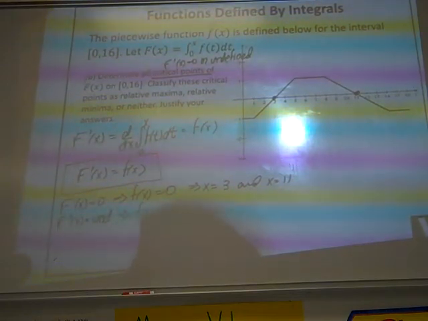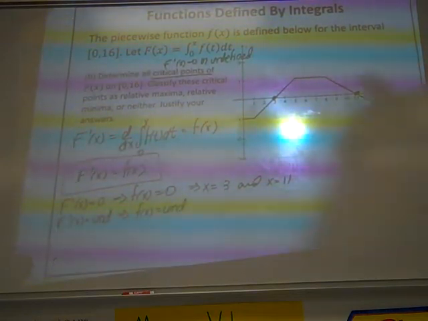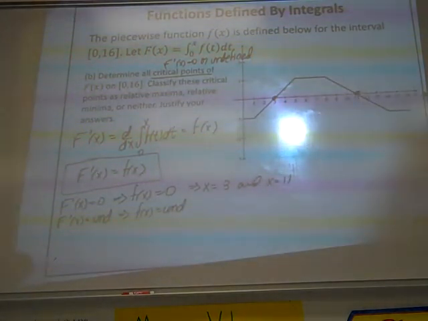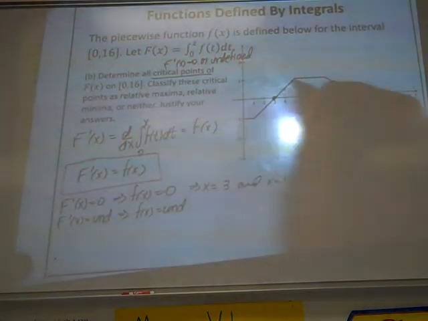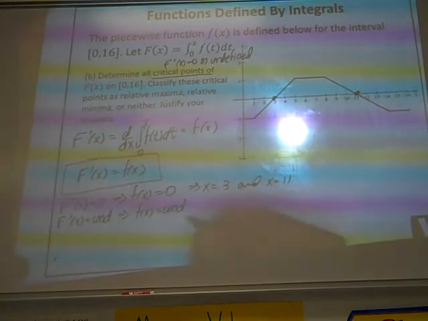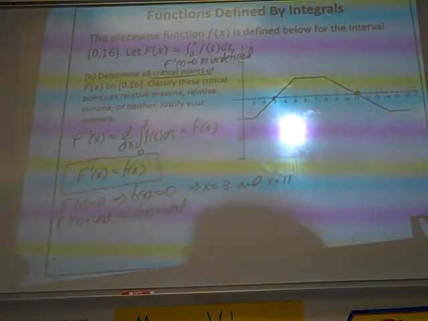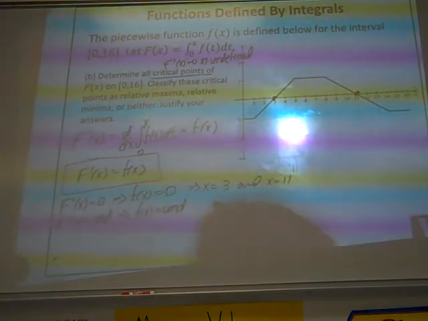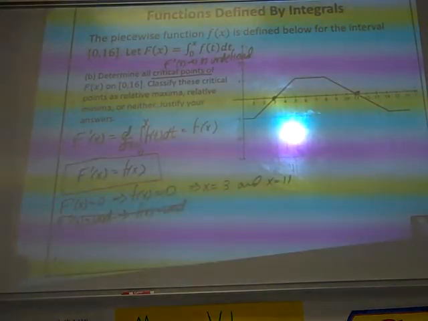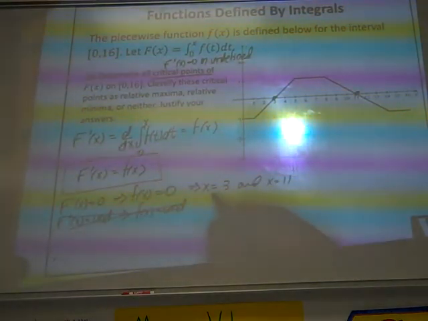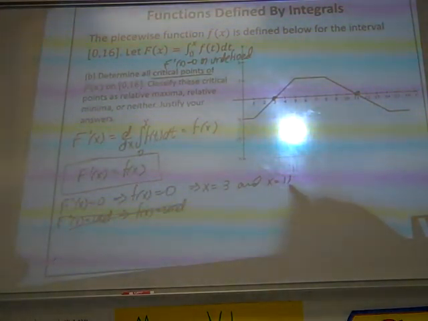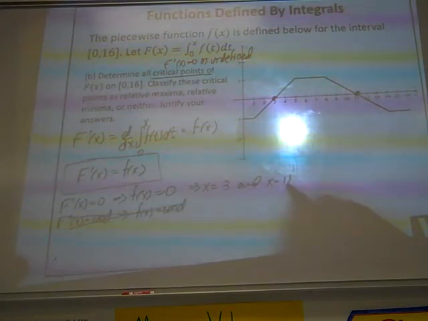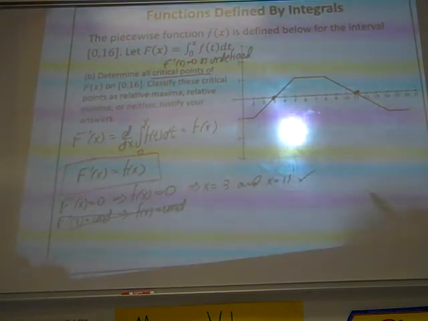Now, where is big F prime undefined? That would mean that little f is undefined. Where is this graph undefined? When I look at it, it's continuous, so it's defined everywhere. So this doesn't happen. We don't need to worry about that. We just have to look at x equals 3 and x equals 11. Now, great, we've identified the critical points.